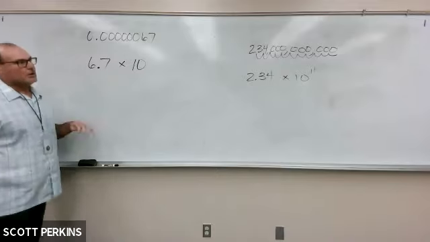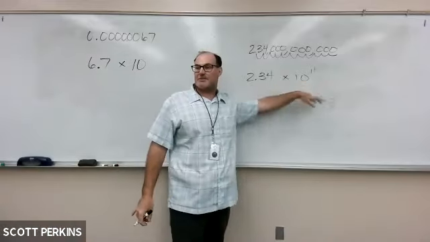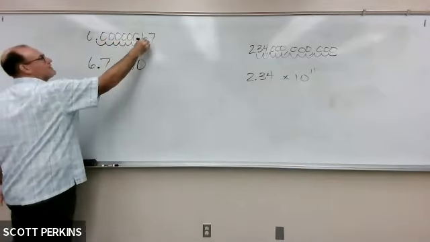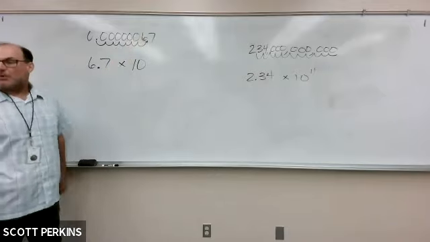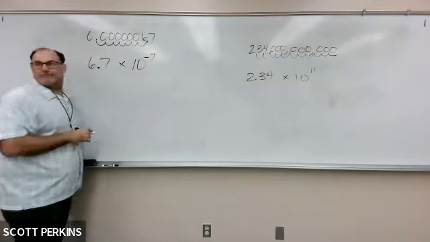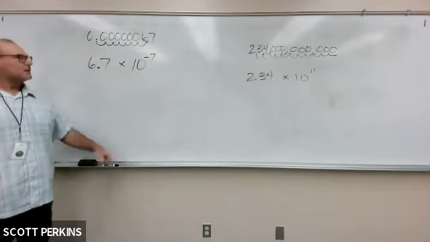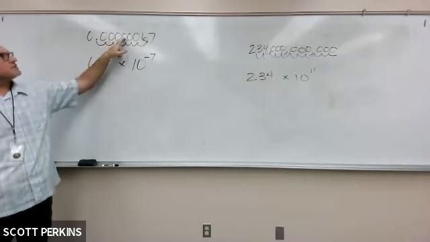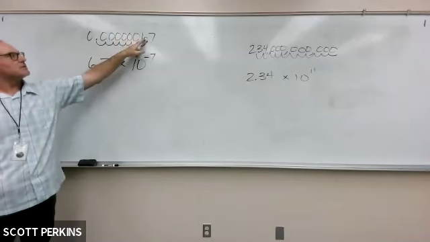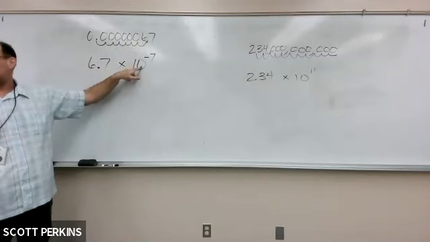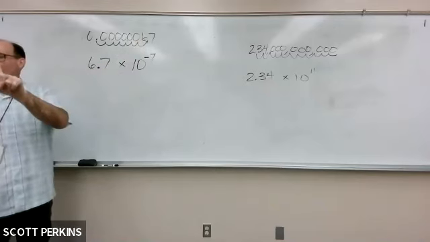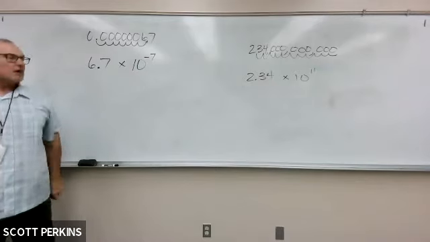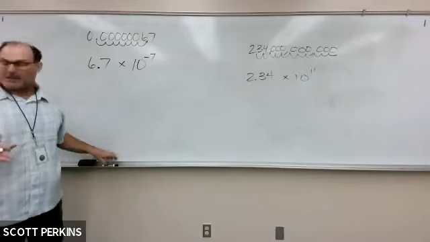Now here's the thing. Really big numbers were positive powers of 10. Really small numbers are going to be 1, 2, 3, 4, 5, 6, 7. This is a decimal, it's a fraction, so it's going to be a negative 7. This is telling you that this is tenths, hundredths, thousandths, ten thousandths, hundred thousandths, millionths, 10 millionths. Okay, so this is 10 millionths. This is the one time we do not resolve the negative. We leave the negative exponent negative in scientific notation. Here's your last example, and then I got a couple closing words for you.